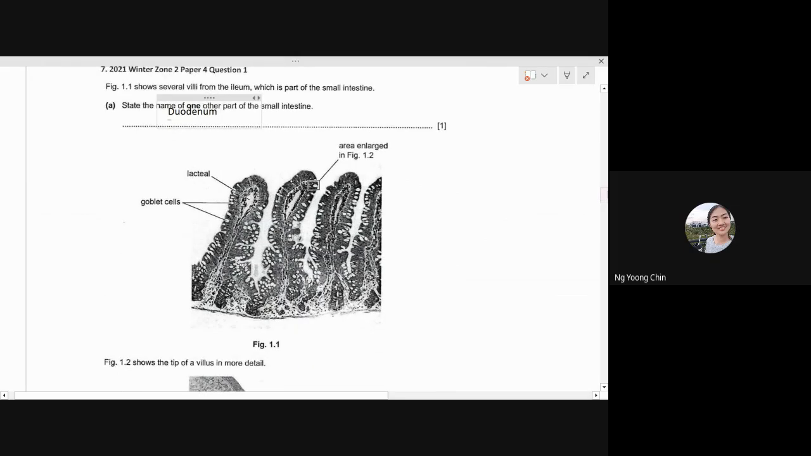Okay, you can see this is the intestine, right? So where is the blood capillary that I mentioned just now? The blood capillary is found in this way. This actually is a blood capillary. So they help to absorb the nutrients after digestion.